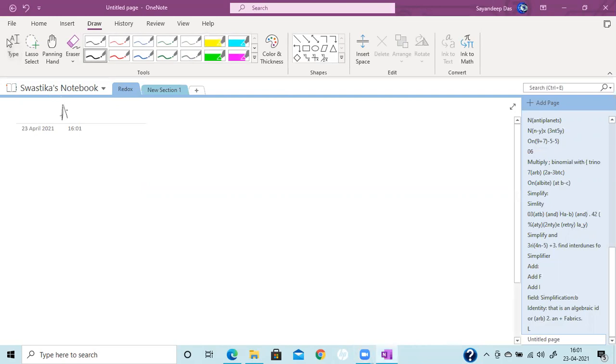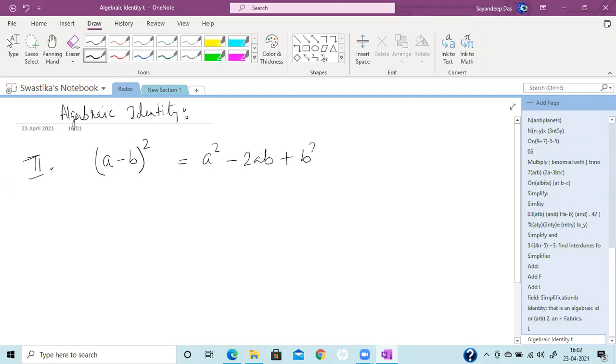So today, again, I will start with the algebraic identities. That is the second identity. Identity number 2 we will discuss today. So the second algebraic identity, which you most usually have to remember: a minus b whole square is equal to a square minus twice ab plus b square.